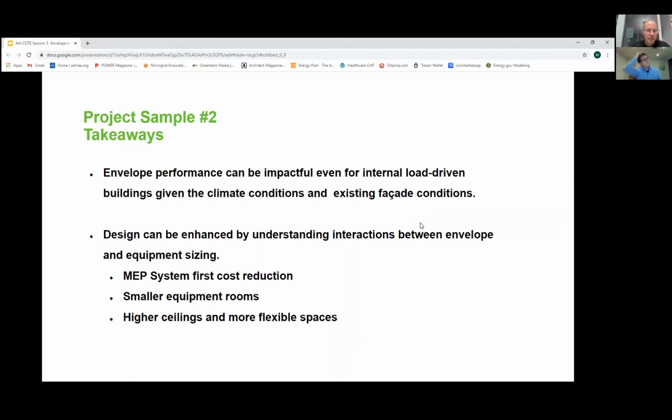So that's the takeaway. Even if your building is internal load driven, given the climate and existing facade conditions, your envelope really still plays an impactful role in your building energy usage. And if we really combine architectural and engineering interactions together, you can come up with an ideal building design that incorporates smaller HVAC systems and more valuable spaces.